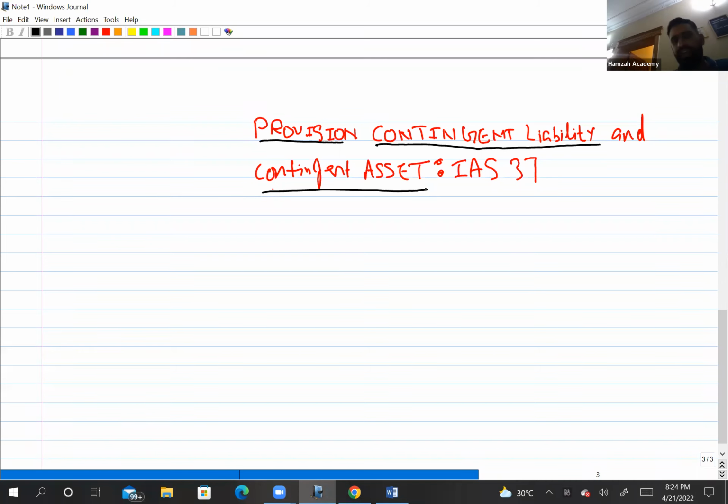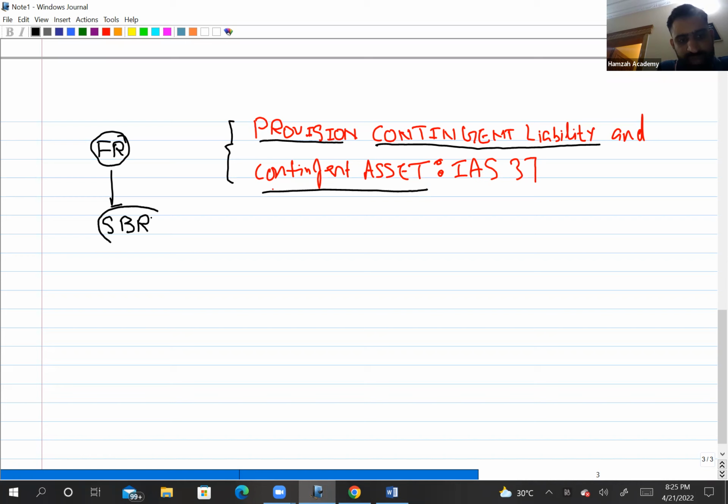This is not a new topic, I know, for you people. This is a topic which we have already studied at the financial reporting paper. But dear students, it is very important as well at SBR level. There is no new concept in SBR regarding provision. We have studied it at FR level. We will revise it now at SBR level, but it is very important because examiners frequently give us case studies from provisions, contingent liability, and contingent assets. So keep this in mind. It is an easy accounting standard, but still a very important one.